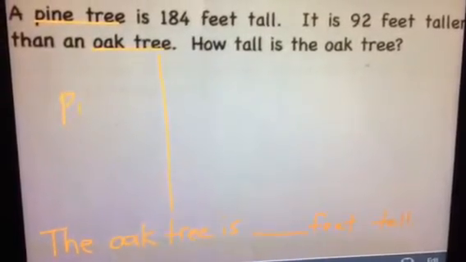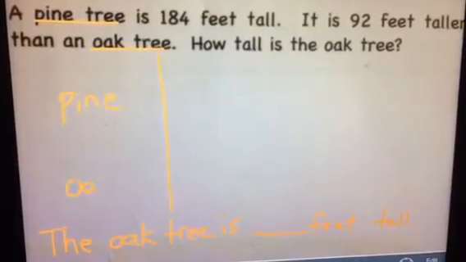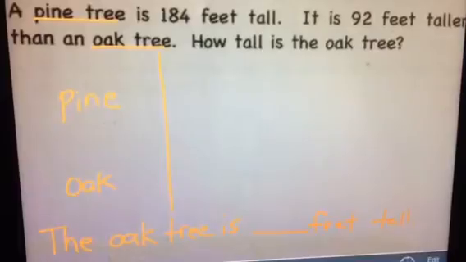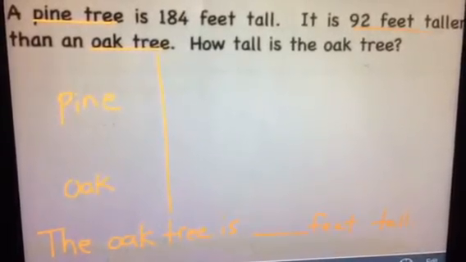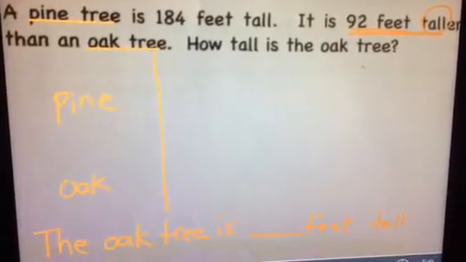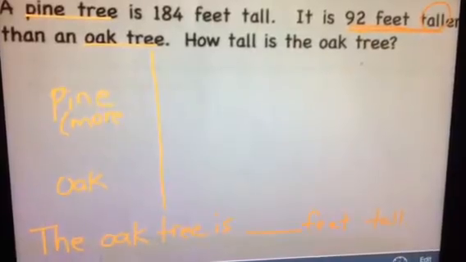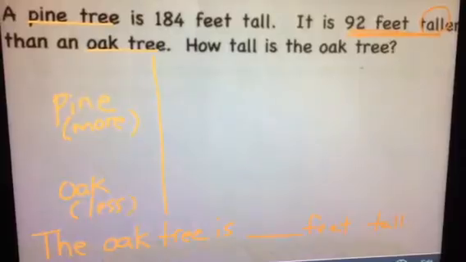And the pine appears first in the problem, so you write that first. And then the oak is next. And don't forget which has more or less. And we read that the pine tree is 92 feet taller. And of course, that is your key word. So we put more for the pine tree and less for the oak tree.